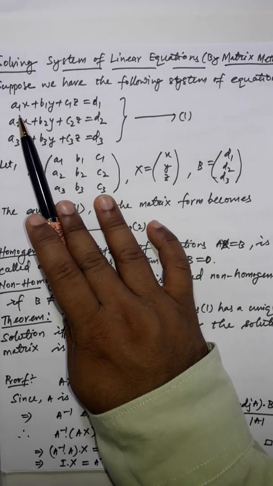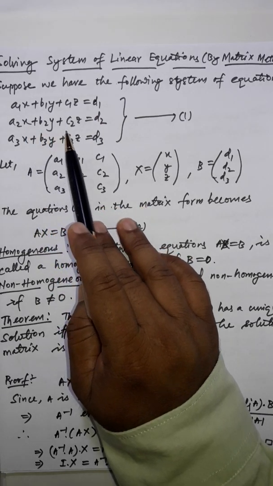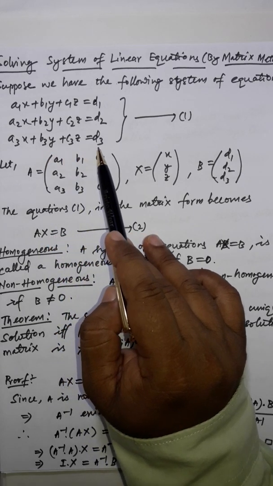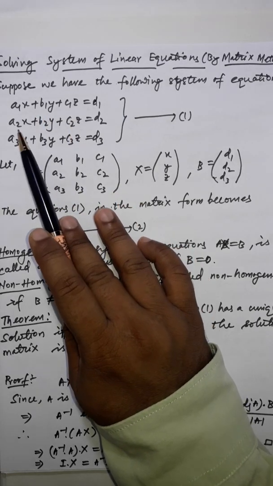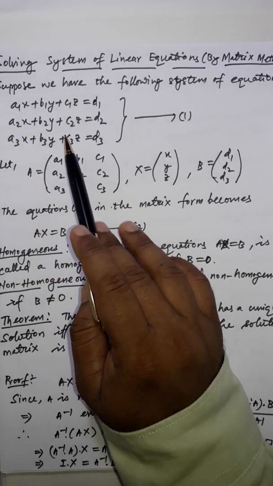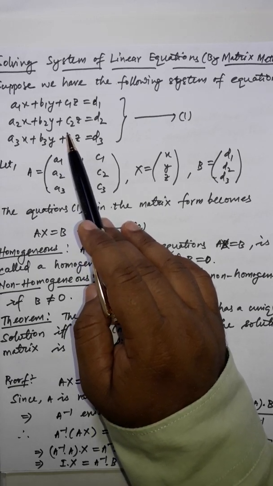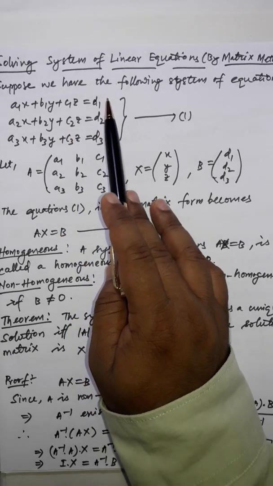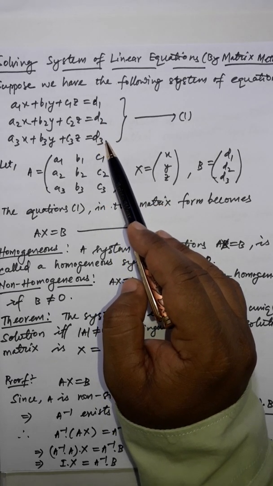And the equations are like this: a1x plus b1y plus c1z is equal to d1, a2x plus b2y plus c2z is equal to d2, a3x plus b3y plus c3z is equal to d3. Okay friends, here a1, b1, c1, and a2, b2, c2, and a3, b3, c3, all these 9 symbols represent the real coefficients of the variables x, y, z respectively. And the right side constants d1, d2, d3 are pure constants without any variable attached to them.